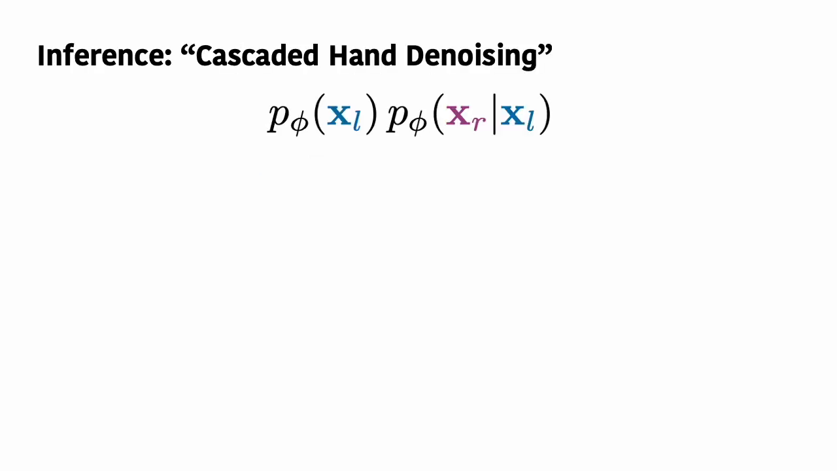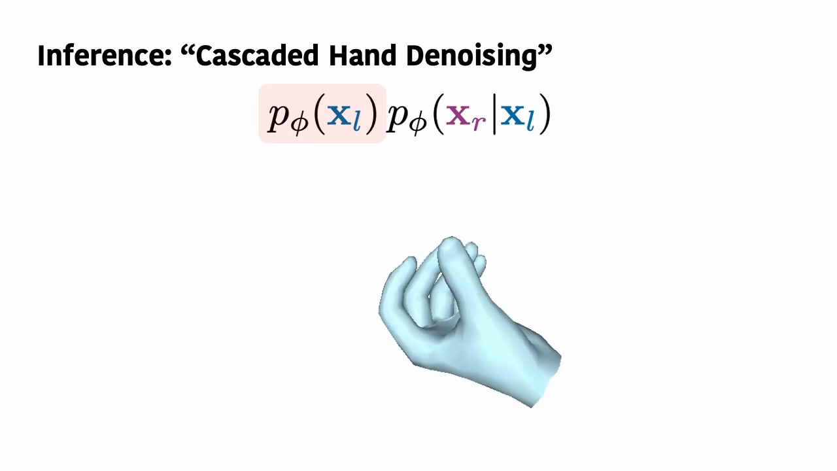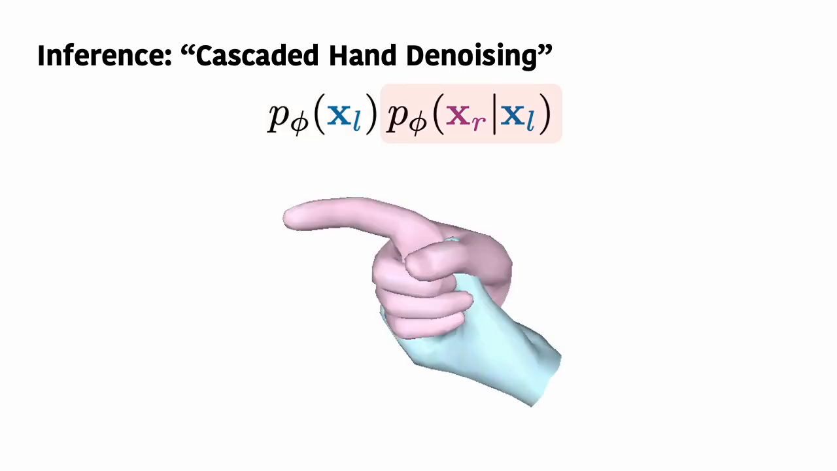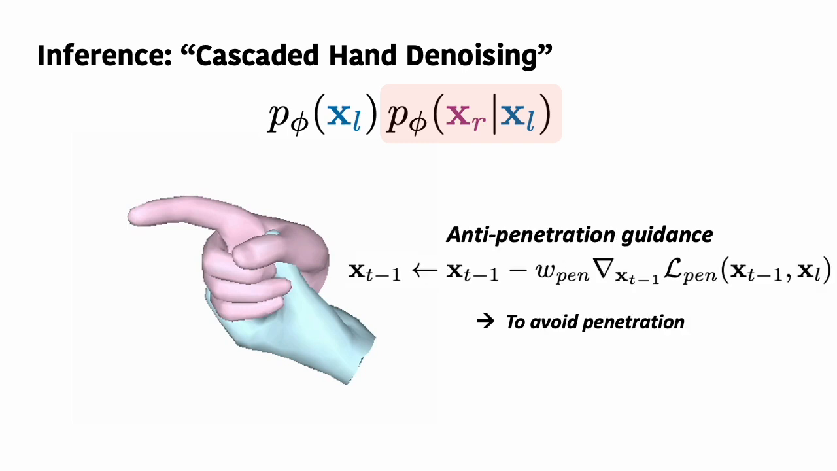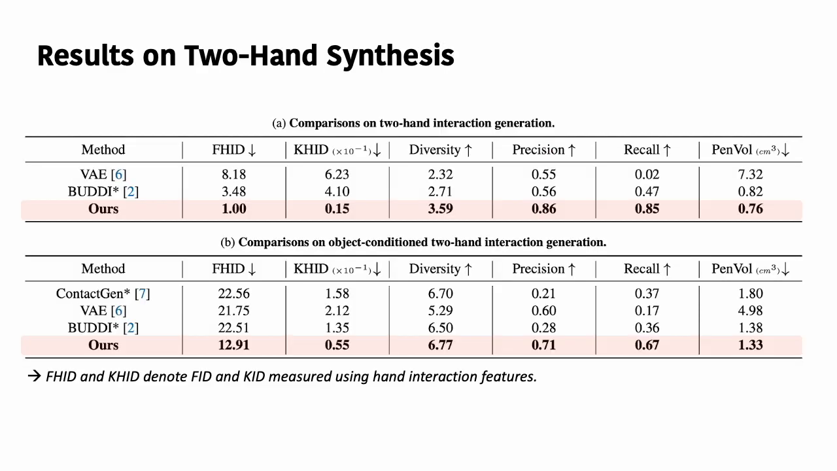During inference, we perform cascaded sampling where one hand is sampled unconditionally, and another hand is sampled conditionally to the previously sampled hand. For the conditional sampling, we apply classifier-free guidance to achieve a better trade-off between fidelity and diversity. We also apply anti-penetration guidance, where we refine the generated hand towards the negative gradient direction of the penetration loss at each denoising step. In experiments, we establish a rigorous evaluation protocol of two-hand synthesis with or without an object, where our method significantly outperforms baseline generative models in terms of plausibility and diversity.